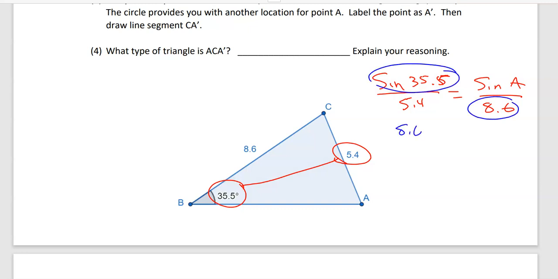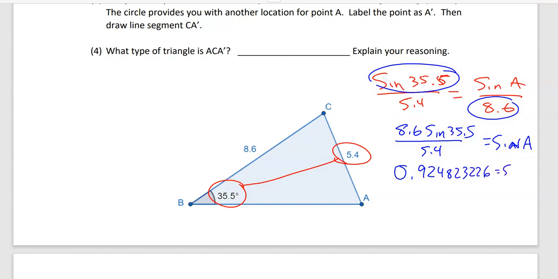What I get is 8.6 sine of 35.5 degrees. So we divide by 5.4, and that's going to be what sine of A is going to equal. So we're going to put in 8.6 sine 35.5 degrees, and then we're going to divide that by 5.4. So this is the decimal number I get: 0.924823226. And that's my sine of A.